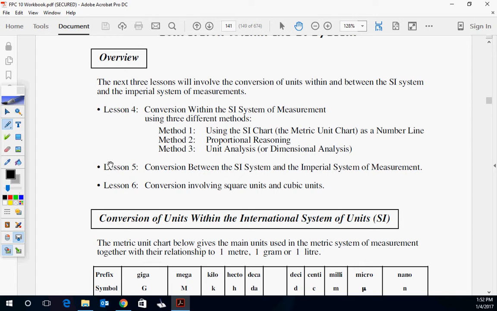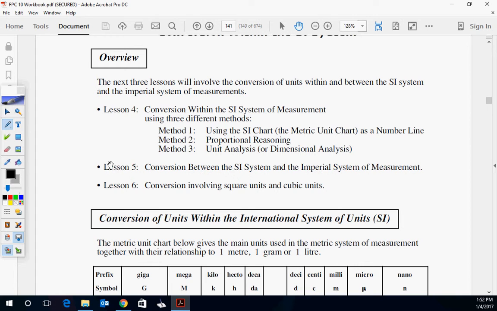Okay, so method 1, using the SI chart. Method 2, proportional reasoning, and method 3, unit analysis. Okay, unit analysis is going to be the one that I feel like you need to be good at for sure, and that's probably the most confusing. Proportionals is just cross multiplication, so when you're solving algebra, if you remember cross multiplication solve, you'll be fine.